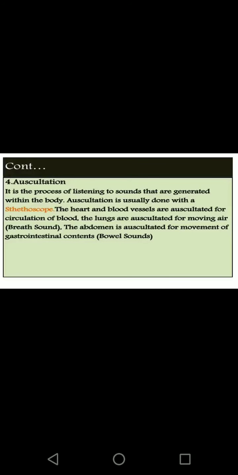Fourth one is auscultation. It is the process of listening to the sounds that are generated within the body. Auscultation is usually done with a stethoscope. The heart and blood vessels are auscultated for circulation of blood. Lungs are auscultated for moving air, that is breath sounds. The abdomen is auscultated for movement of GI contents, like bowel sounds.